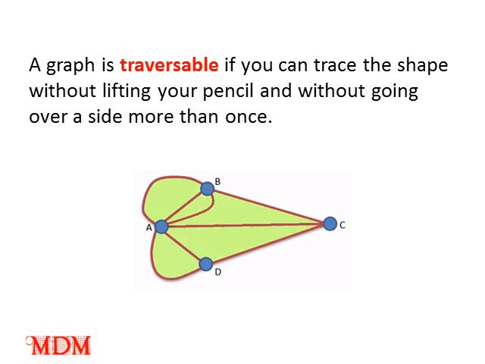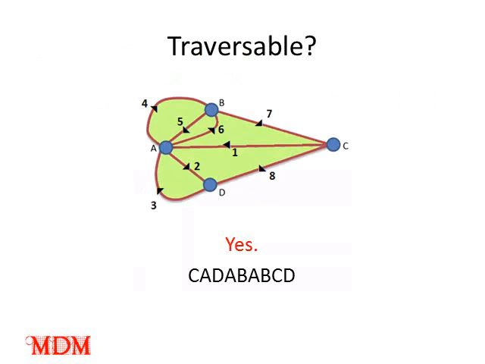So this graph will be traversable if we can start at a vertex and go on each of these edges exactly once and completely trace the figure. Is it traversable? And the answer to that is yes.